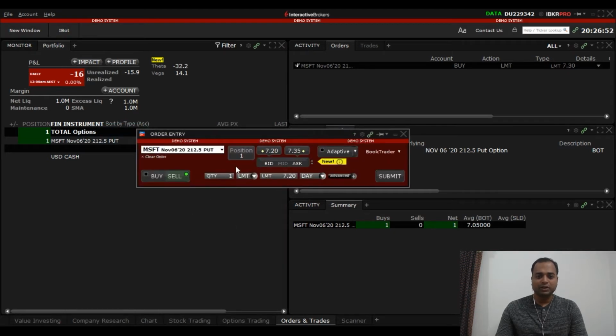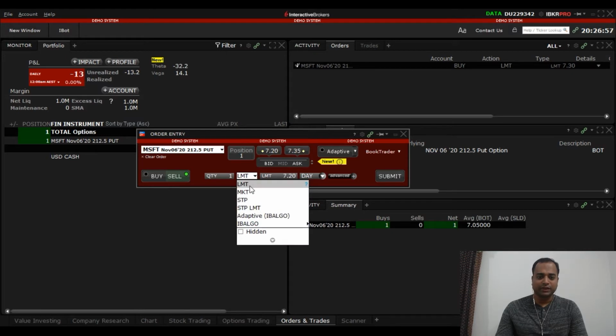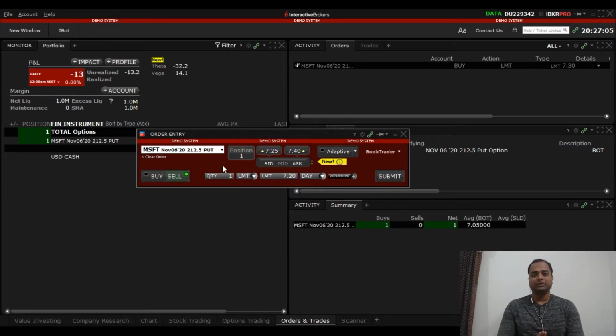After the close button, you can see there is a drop down here with many options, but you can focus on these two: LMT and STP. Limit basically ensures that when you put a limit price, that particular stock will be either bought at that price or sold at that price. So right now you can see it is a sell order.